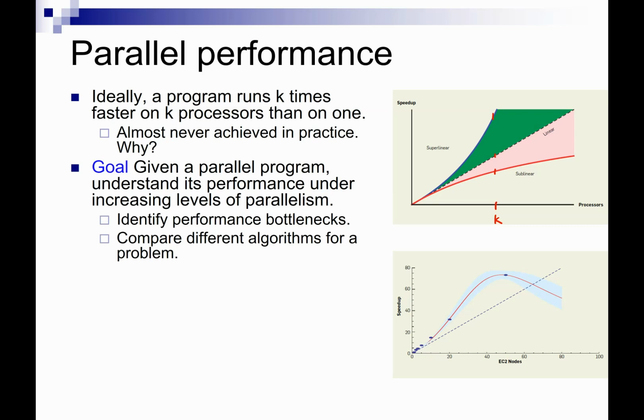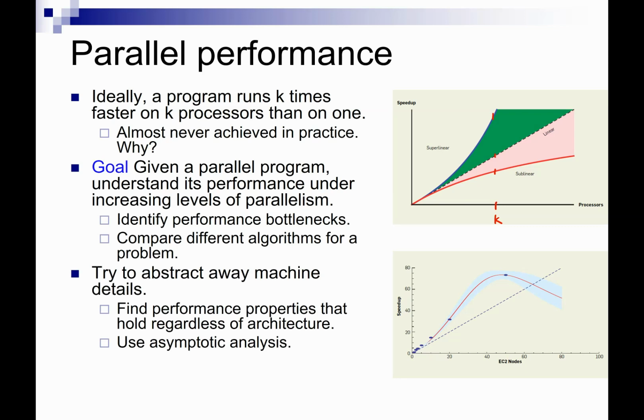So basically today we want to understand this type of behavior. How do we characterize the amount of speedup that a program is getting, and how do we understand the reasons for the speedup? To do this, we want to identify things like performance bottlenecks, which impede our speedup. And we also want to compare different algorithms that solve the same problem in terms of their efficiency and the speedup that we get from them.